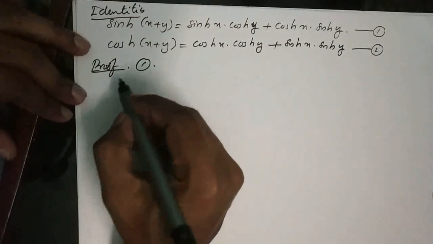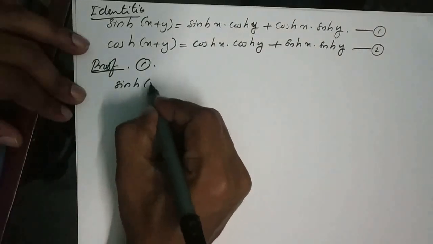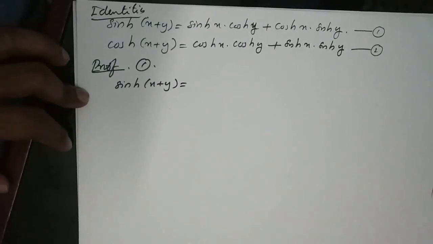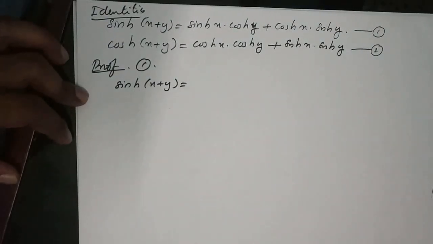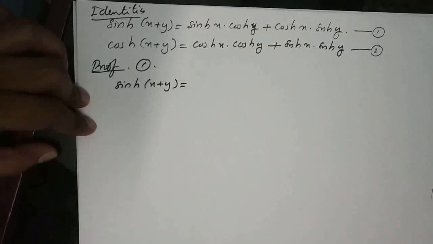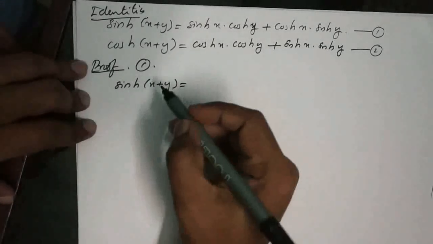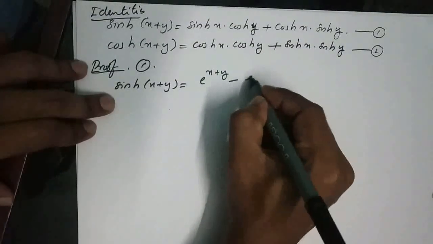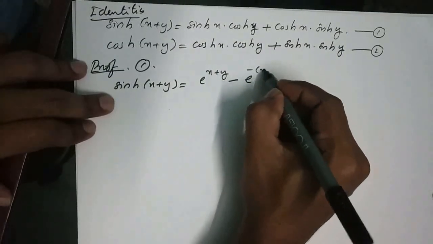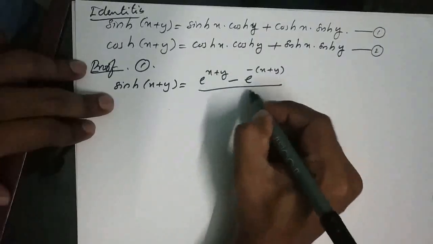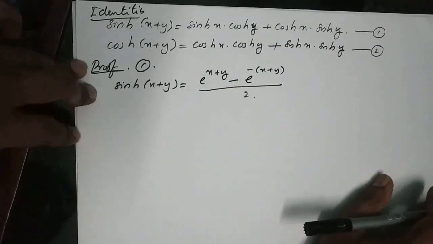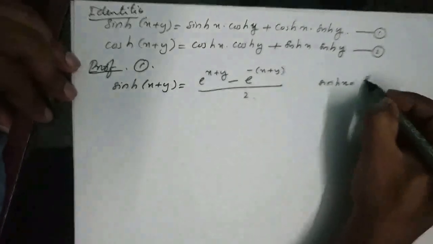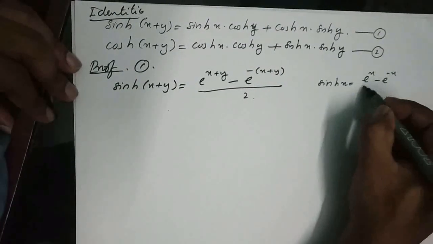Now sinh of x plus y is equal to, by the definition of the hyperbolic function sinh of x, we have sinh of x is equal to e power x minus e power minus x divided by 2. So sinh of x plus y will be what? e power x plus y minus e power minus of x plus y, divided by 2. I hope you are okay with it, because sinh of x is equal to e power x minus e power minus x divided by 2.